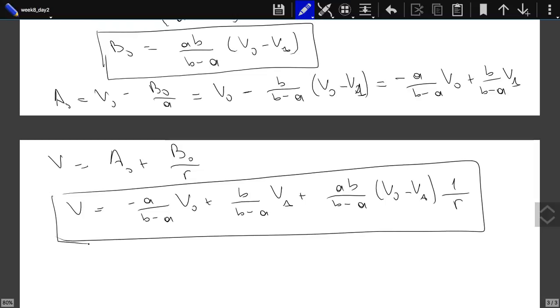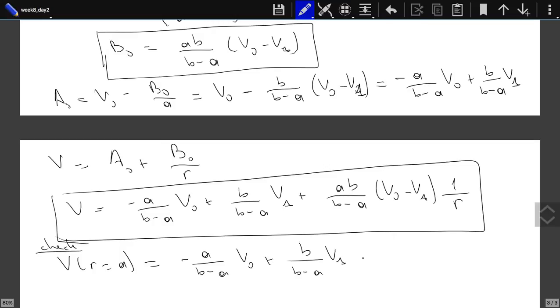Well, it's likely that we had made a mistake somewhere, so let's check our result. It trivially satisfies the Laplace equation. The potential is a constant plus 1 over R. So if it satisfies the boundary condition, then it is the correct answer. Let's look at the value at R equal to A. This is equal to minus A over B minus A V0 plus B over B minus A times V1.